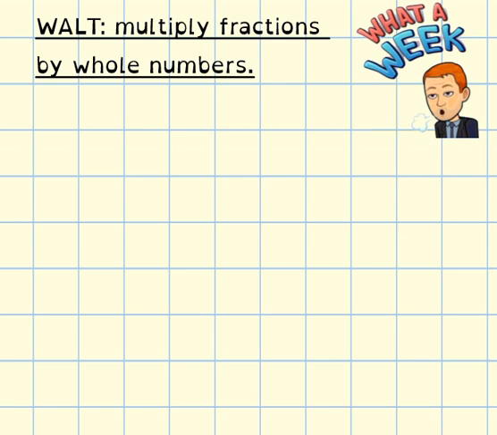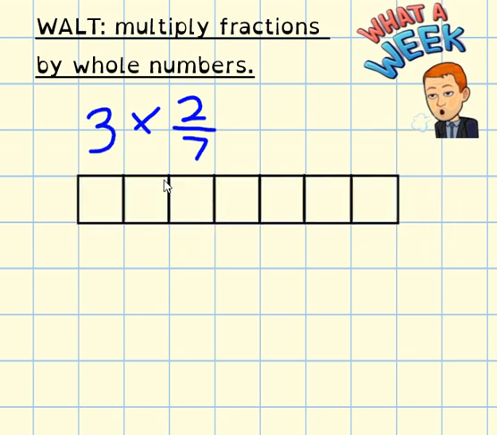Let's get into our first example then. Let's have a look, first of all, at 3 lots of 2/7. Remember that multiplication does mean times, it does mean lots of. And remember, multiplication is essentially repeated addition, isn't it? It's asking for lots of something. I'm going to use a bar model again to represent it, and then I'm going to show you a second method in a moment using a number line.